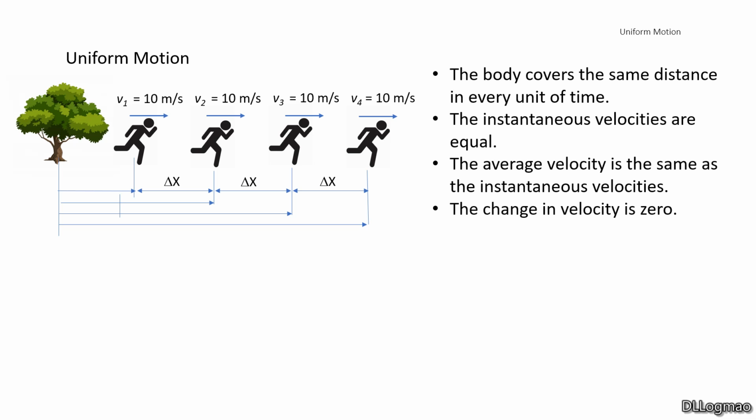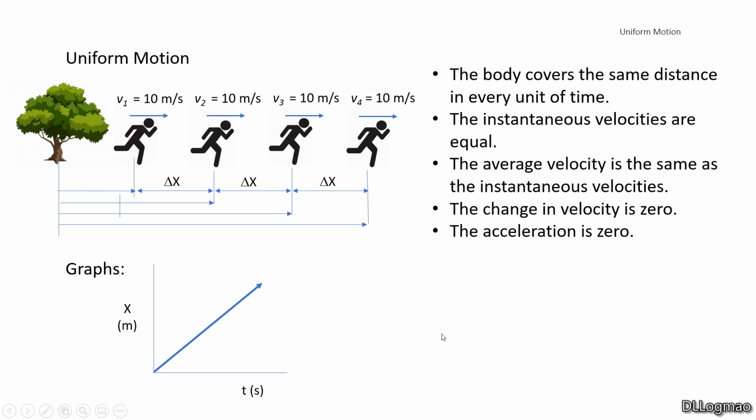Because the instantaneous velocities are equal, the change in velocity is 0. And because the change in velocity is 0, the acceleration of the body is 0. How does the graph of distance traveled and time of travel look like? It's a straight line graph sloping upward to the right. The slope of the graph line of distance traveled versus time is constant. And the slope is equal to the velocity of the body.